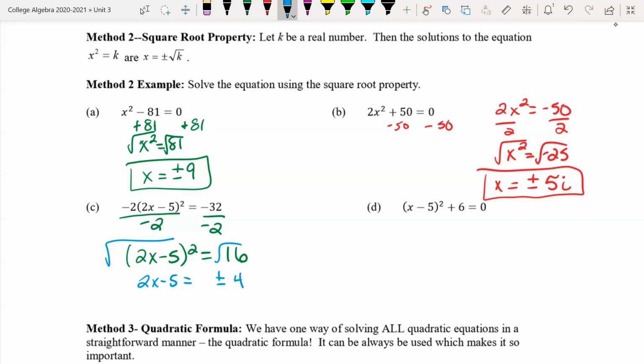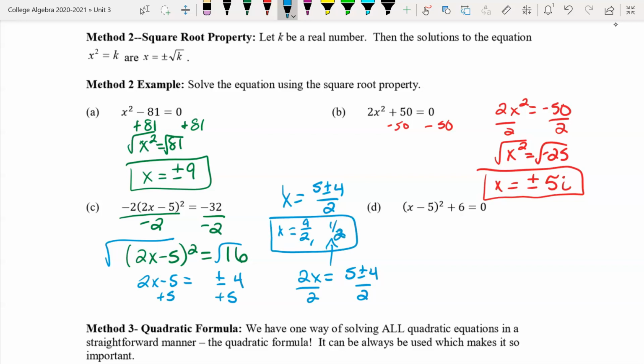4. So I'm going to add 5. 2x equals 5 plus or minus 4, divided by 2. x equals 5 plus or minus 4 divided by 2. And again, you're going to be able to solve this. So I would do 5 plus 4, which would be 9 over 2, or 5 minus 4, which would be 1 over 2. And they're going to want both answers, so you're actually going to have to completely solve it.